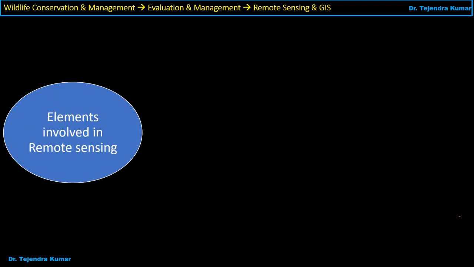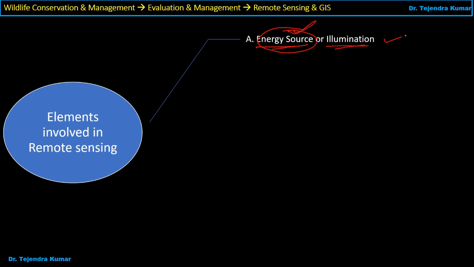Let's see the elements involved in remote sensing. So there are many elements involved here. First one is the energy source or illumination. Generally, we say illumination for the energy source because we require to picturize something. We require to capture something in a photograph. So that's why we need to illuminate a light on that.